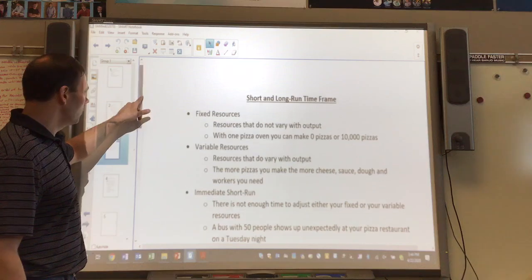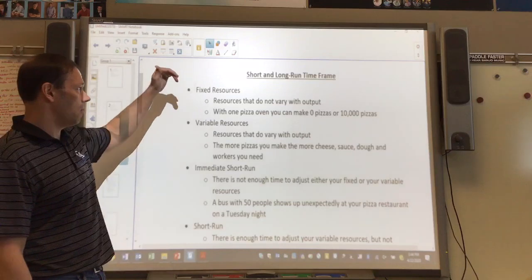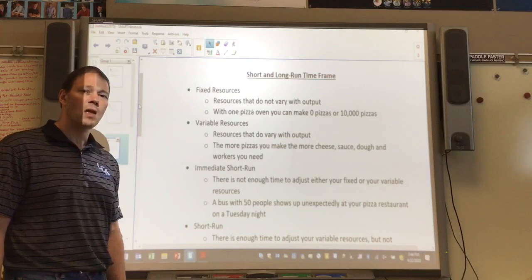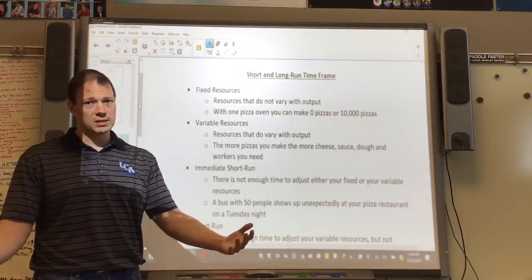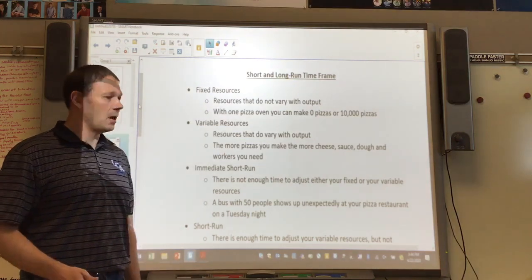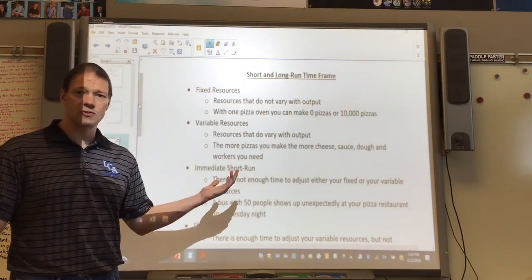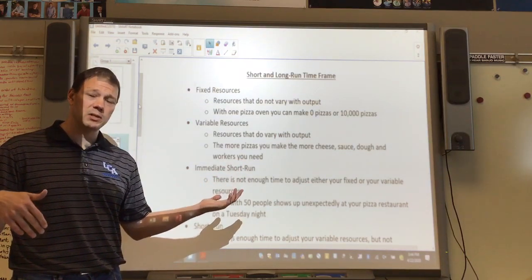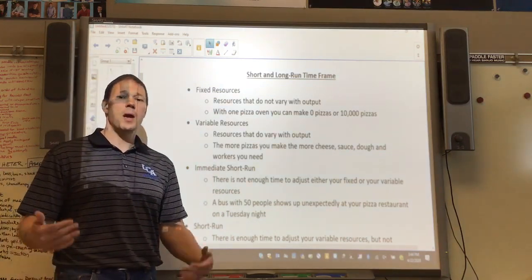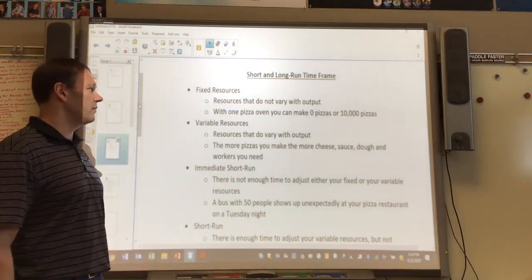All right. Real quick, a good important reminder about the short and long run time frame. The first thing you need to know are the definitions of fixed resources and variable resources. Fixed resources are those that do not vary with output. The easiest example would be something like machinery or equipment. Given the example, if you have a pizza restaurant, you buy a pizza oven. You spend, whatever, $1,000 for your pizza oven. It doesn't really matter if you make 0 pizzas, or 10, or 100, or 1,000, or 10,000 pizzas, you paid $1,000 for your pizza oven. No matter how many pizzas you make, that pizza oven is a static cost.